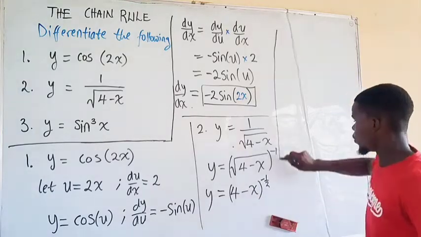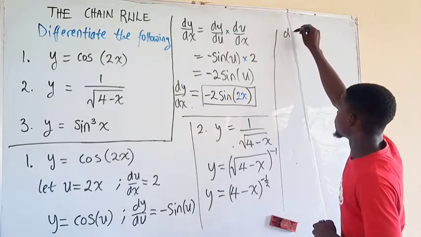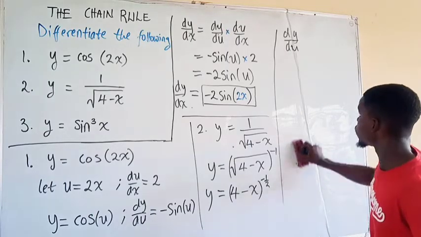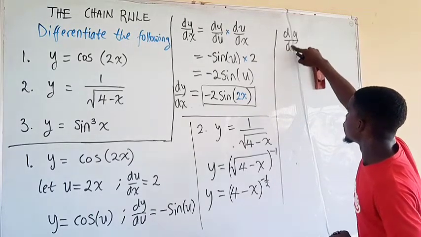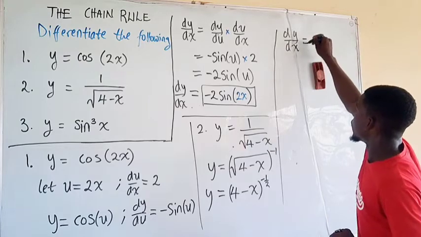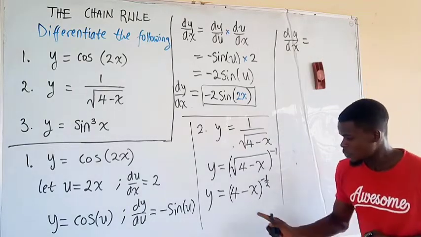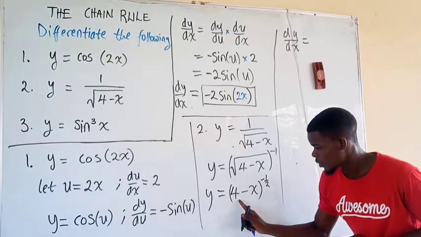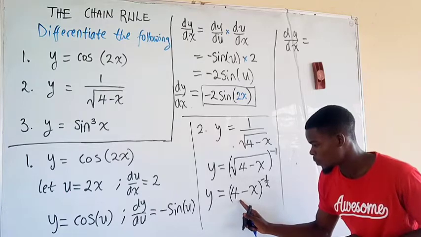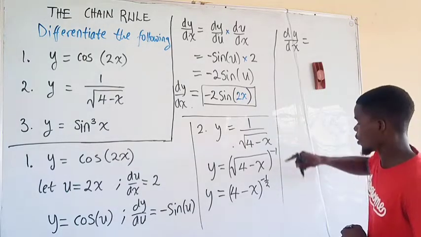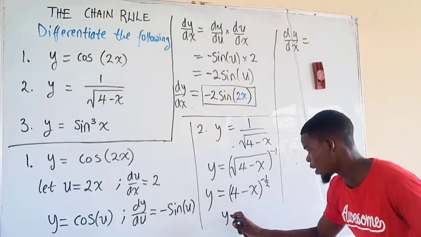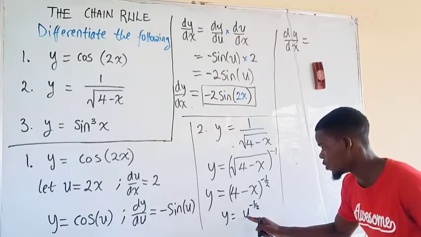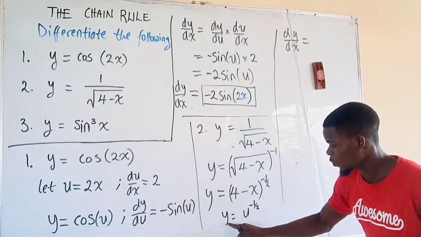Okay, so let's see how we can do it without making some set of substitutions. So we have dy dx to be, all right, good. Let's start with the function itself. Assuming we make a substitution, we will call this u. So let me just put it down here for you. We're going to have y equals u raised to power negative 1/2. Let's say u is 4 minus x. So we're going to differentiate y with respect to x.